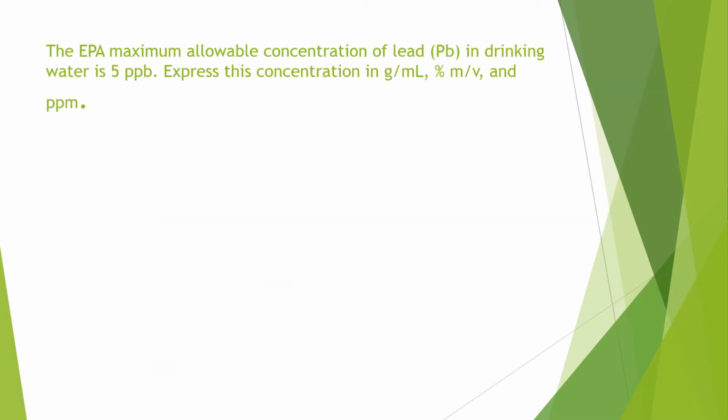Let's calculate the concentration of the same solute in different units, which we learned in the previous slide. So we will calculate the concentration of lead in drinking water in terms of grams per milliliter, which is the simple ratio. And then we will calculate the percent mass over volume, and then we will calculate in parts per million. Okay, so let's see what is given to us.